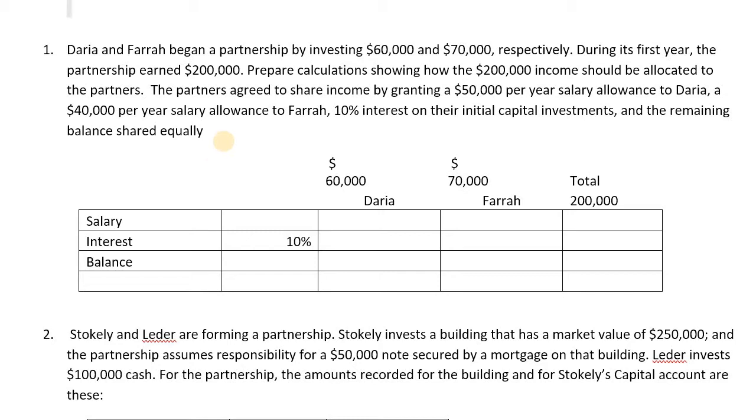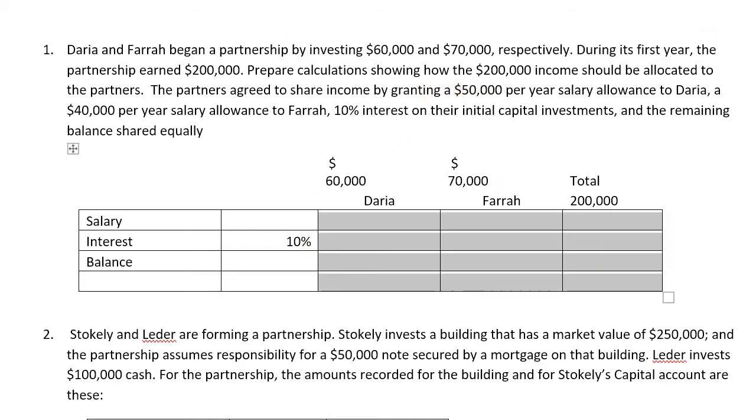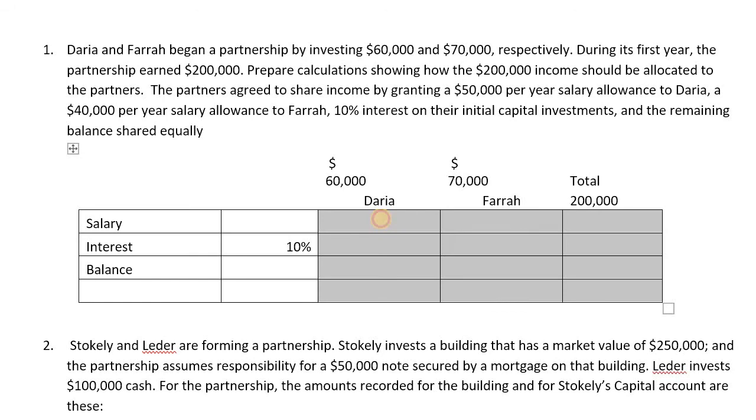So let's rock and roll here. First, let's give them their salary allowance. Daria, he was going to iron the shirts, right? He's going to be given a $50,000 a year salary allowance. Let me highlight this so it'll be a little better. There we go, $50,000. Farah, I believe, got a $40,000 a year salary allowance.